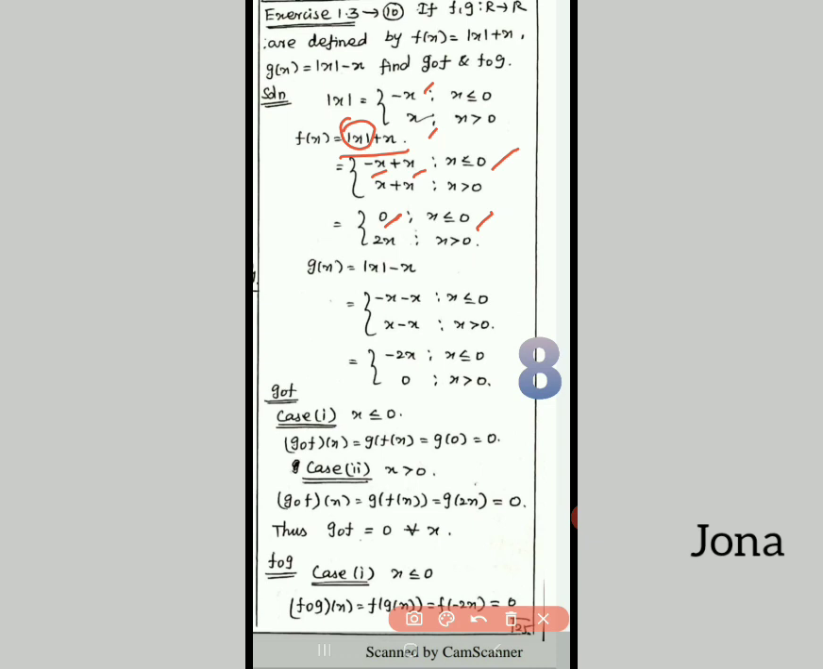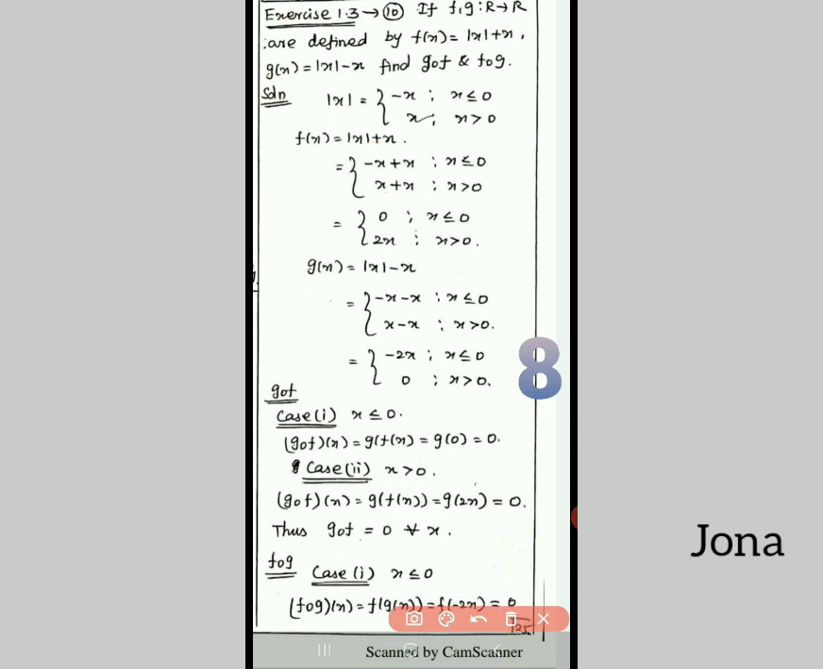And then for the same modulus of x, put plus x now. So x plus x is nothing but 2x. We got 2x there in the interval x greater than 0.